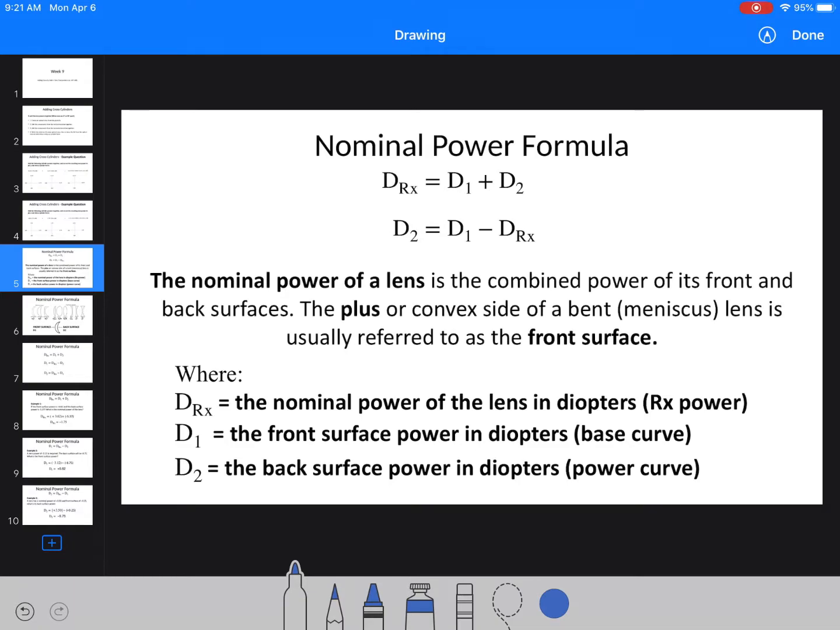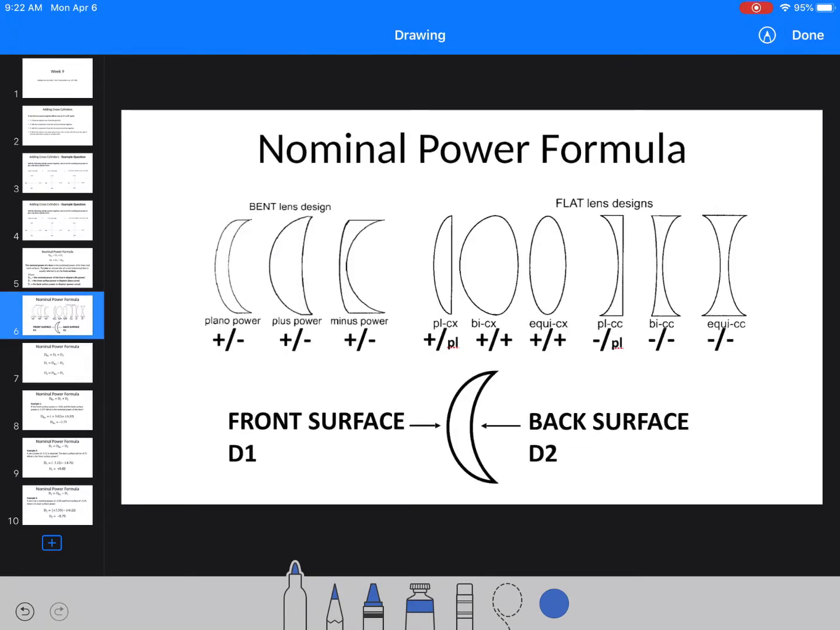Next we have the nominal power formula. So this is segueing into torque transposition. So we remember the nominal power formula. It's the front surface plus the back surface equals the total power. The part of this formula that we're going to focus on is how to calculate for D2, the back surface power. Because when we have a lens with cylinder in it, the back surface has the toric curve, which is the curve that handles the cylinder. So this is the formula that we're going to focus on.